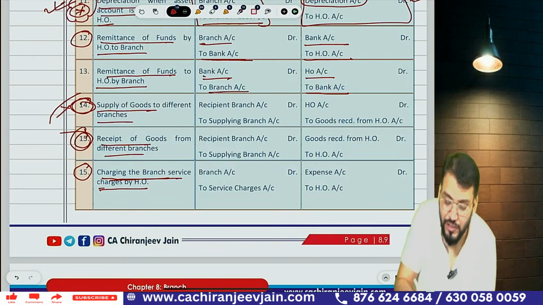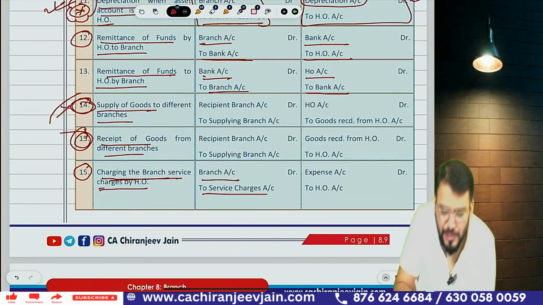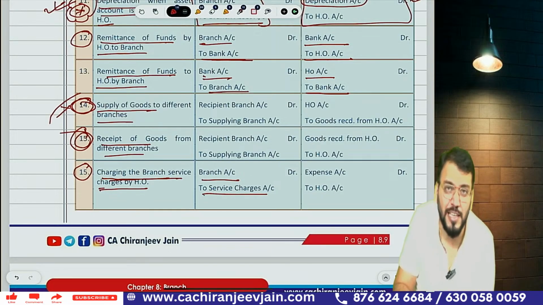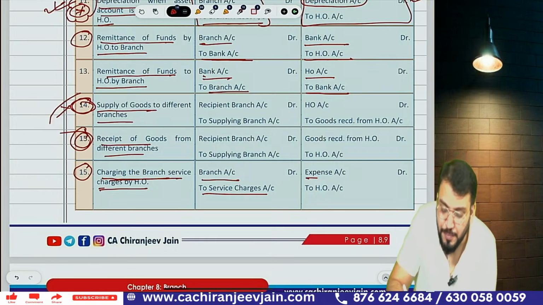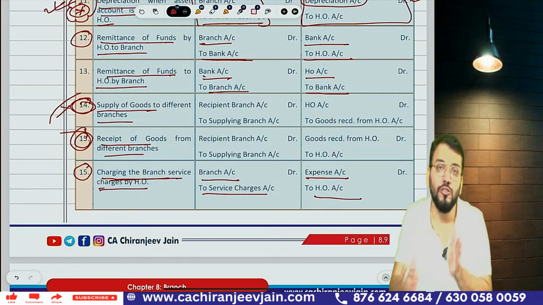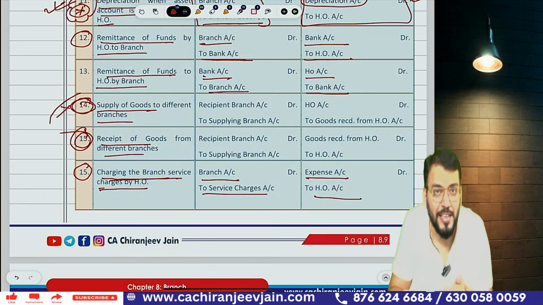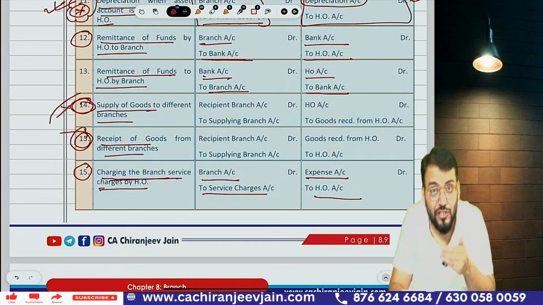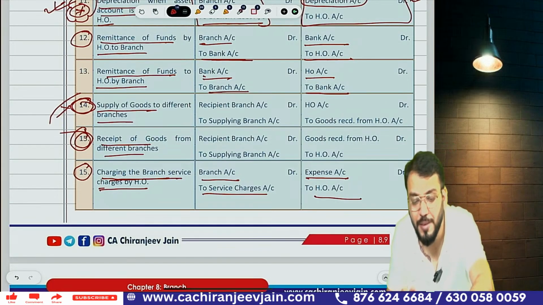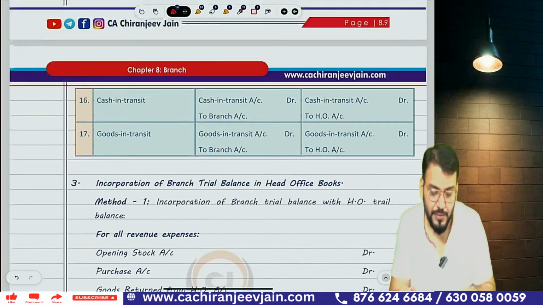In that case, what journal entry? Branch account debit to service charges, or we can say expense reduction. Branch account debit to respective expense, and the respective expense account credit to HO. So sometimes whatever service is provided by HO is charged to the branch, so that becomes an expense of the branch, and that will become a reduction of expense in the books of head office. Got this point? Understood? Yes, sir.